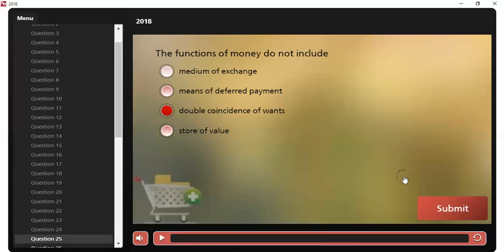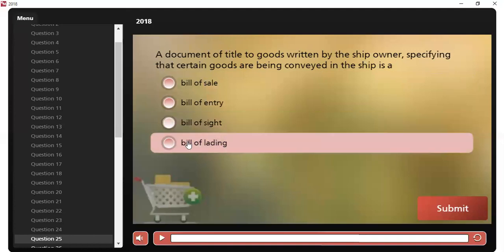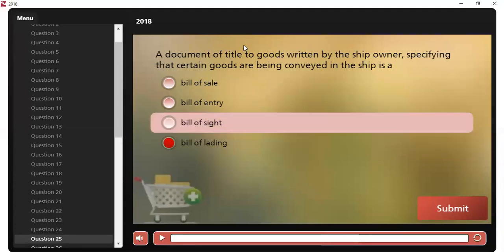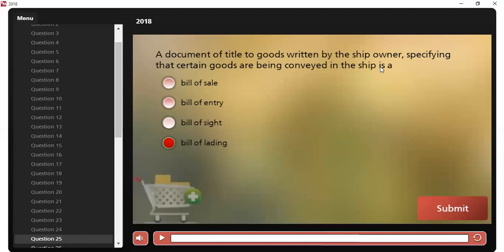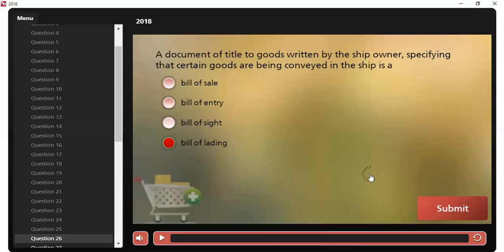Question 25. A document of title to goods written by the ship owner specifying that certain goods are being conveyed in the ship is A, bill of sale, bill of entry, bill of sight, bill of lading. Of course, this is the right answer. Bill of lading is a document of title to goods written by the ship owner specifying that certain goods are being conveyed in the ship.